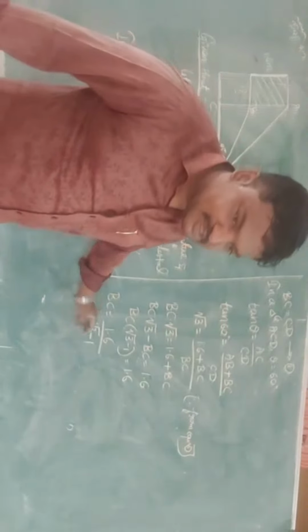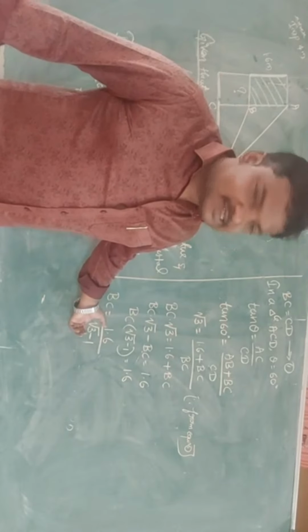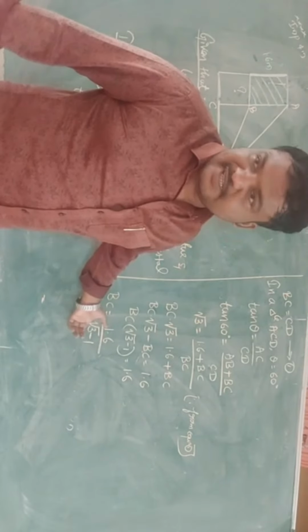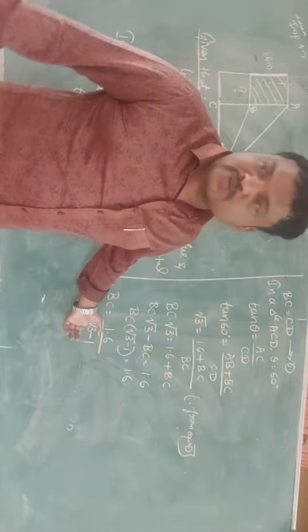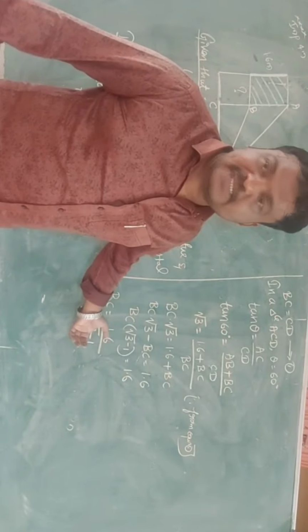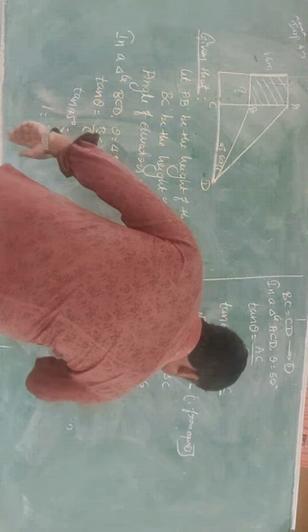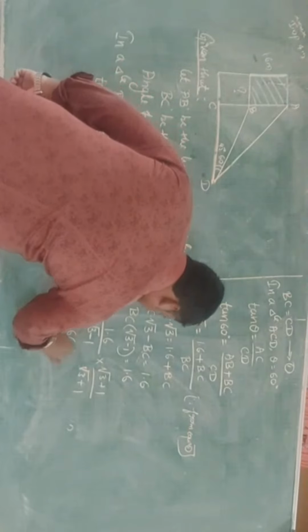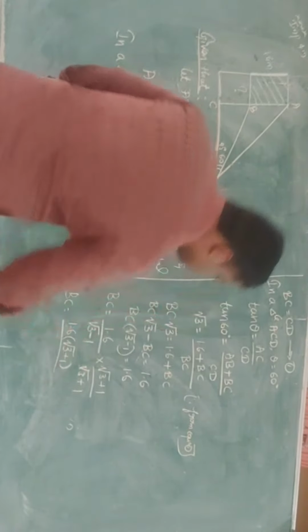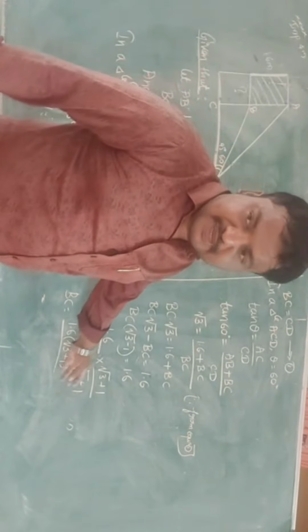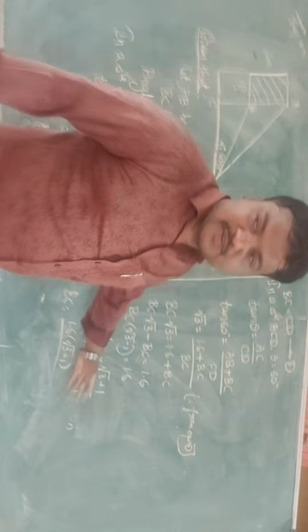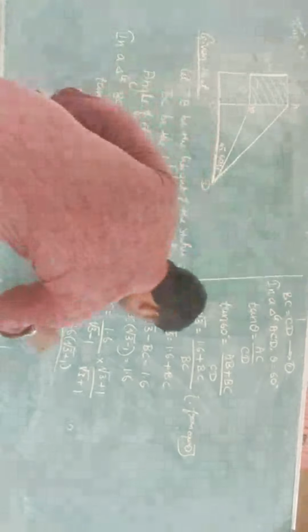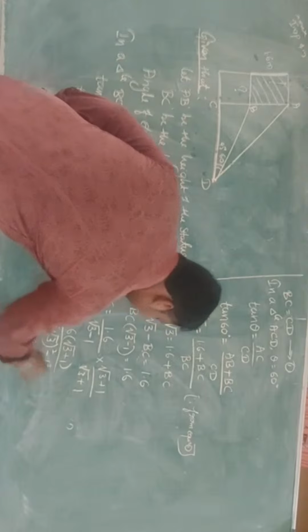This is the answer actually, but the denominator is in irrational form. So what to do? Rationalize the denominator. What is the rationalizing factor? Root 3 plus 1. So you can multiply and at the same time divide by root 3 plus 1. Now BC is equal to 1.6 into root 3 plus 1 divided by, this is in the form of a plus b into a minus b. Root 3 plus 1 into root 3 minus 1 is root 3 square minus 1 square.